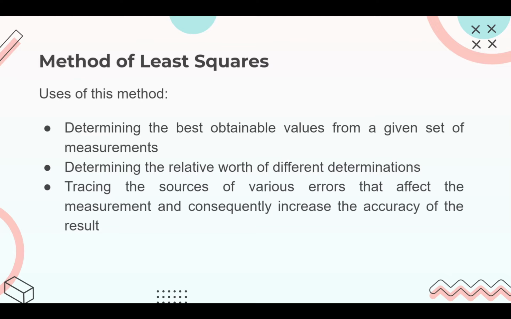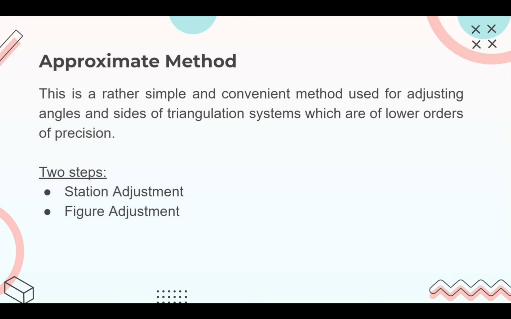This method may also be used in tracing the sources of various errors that affect the measurement and consequently increase the accuracy of the result. This adjustment is one of the best and most rigorous for traverses and triangulation systems. It is, however, somewhat complex and requires lengthy calculations. Approximate method. This is rather a simple and convenient method used for adjusting angles and sides of triangulation systems which are of lower orders of precision.